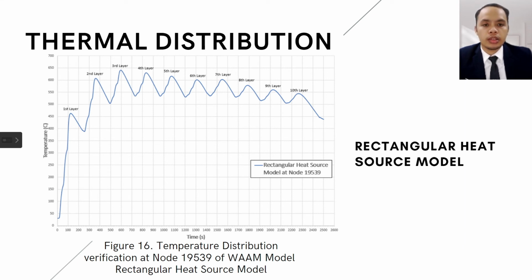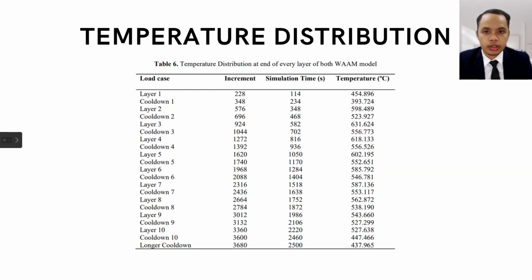It is shown that the temperature reached its peak during the cooldown of the third layer of the model, which is at increment 937 at a simulation time of 595 seconds. Here is the table that shows the temperature distribution at every end of layer and cooldown phase. The values of the temperature were taken from the history path of the numerical simulation.